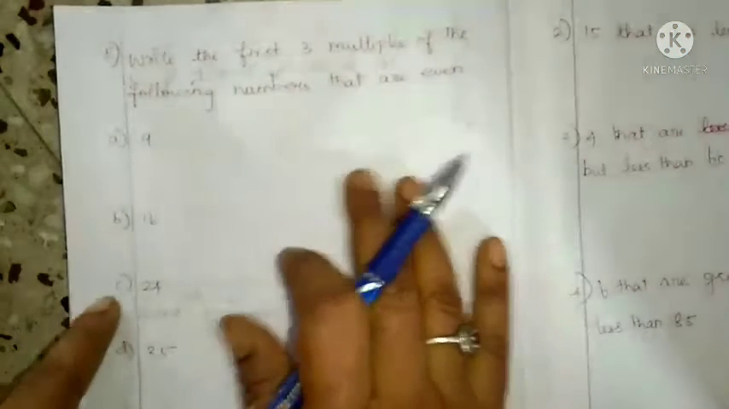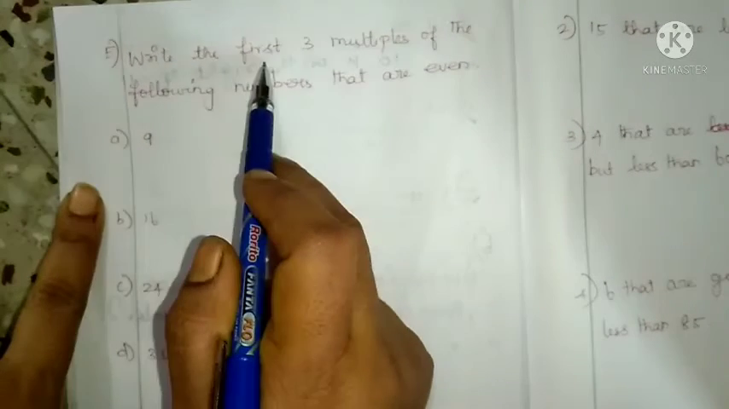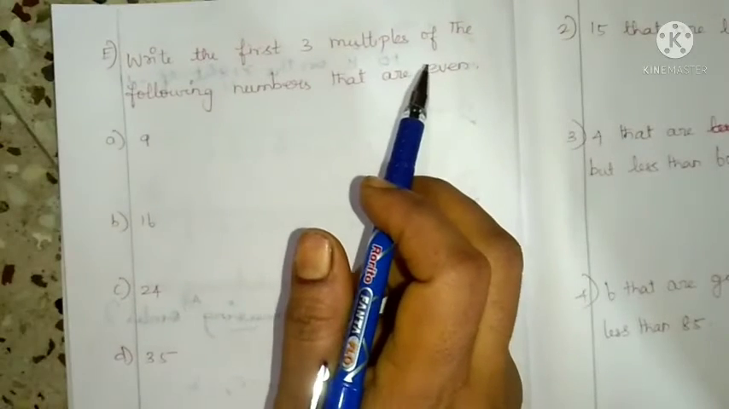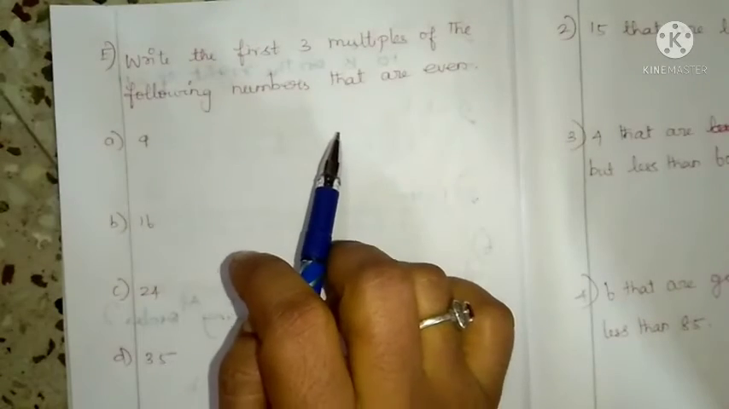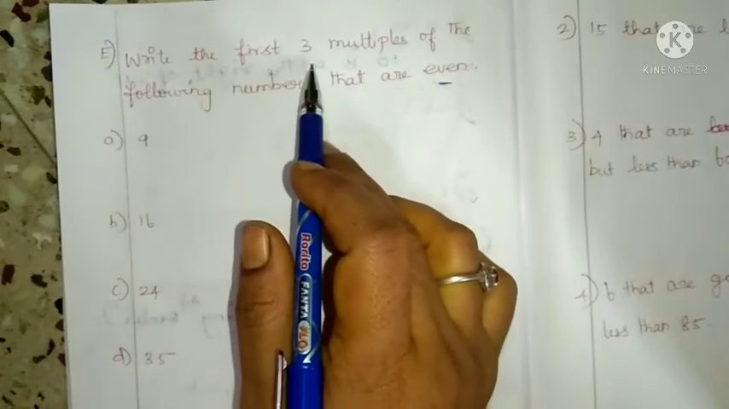Morning children. So today it's E option. Write the first three multiples of the following number that are even. Yesterday we saw odd. We should write the multiples and then pick the first three even ones.